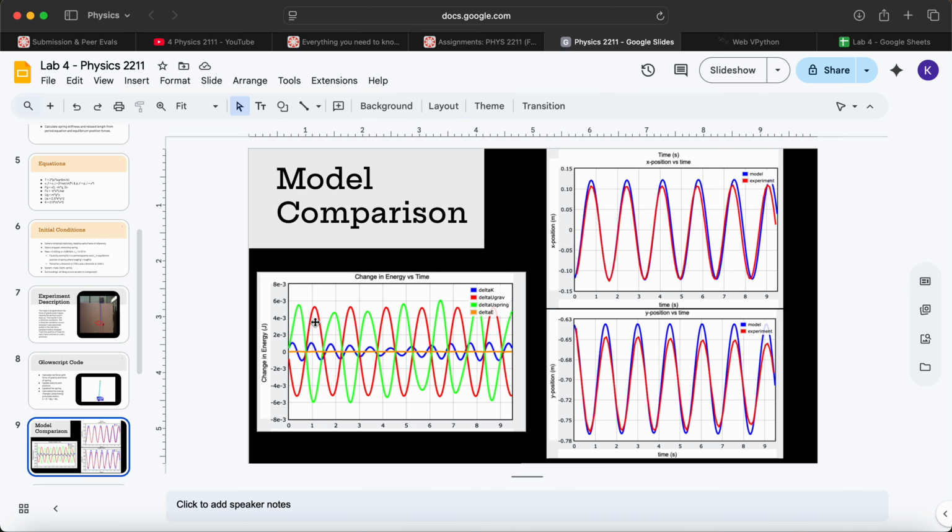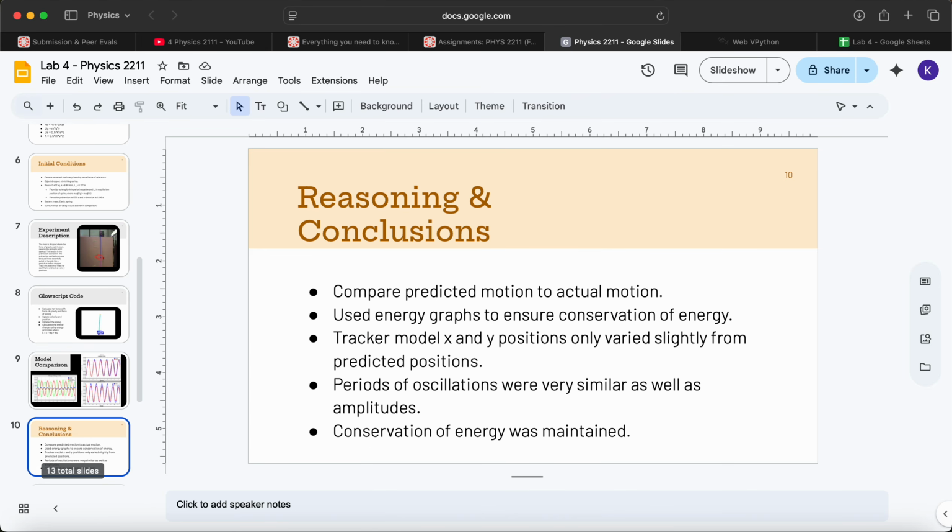So in our model comparison, we can see that the total change in energy does not change at all, meaning energy is conserved in this perfect world. And we can see that it's due to this spring energy and kinetic energy equaling this, and so these amplitudes cancel out on both sides. Then we can see our experiment is actually very close to our model, and so the amplitudes are very, very similar on the x and y positions, and our periods of oscillation are also very similar. They do have some discrepancies though, and so we'll go over that now.